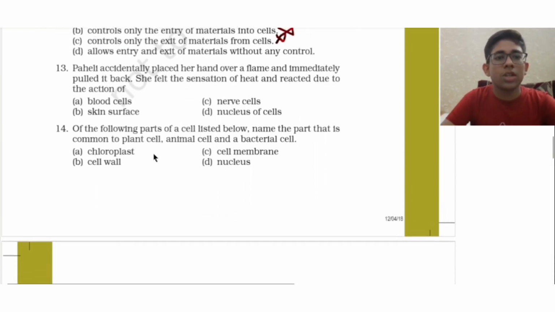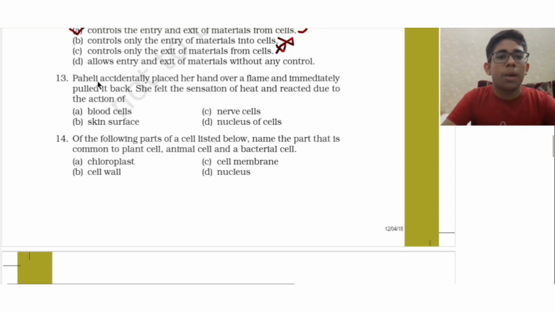Moving to the next question, question number 13. Paheli accidentally placed her hand over a flame and immediately pulled it back. She felt the sensation of heat and reacted due to the action of. So now this is a given case in which a girl named Paheli had placed her hand over a flame and she had immediately pulled it back.